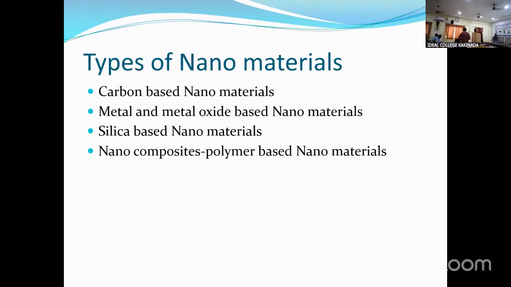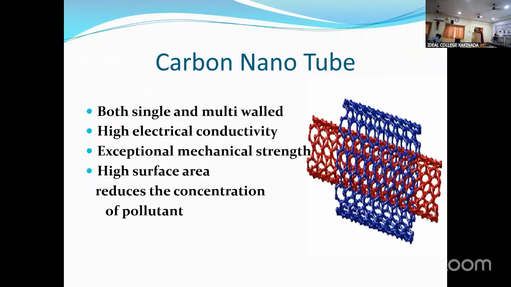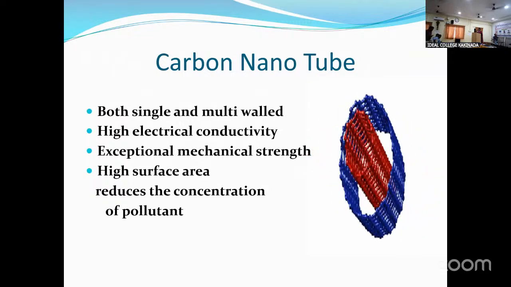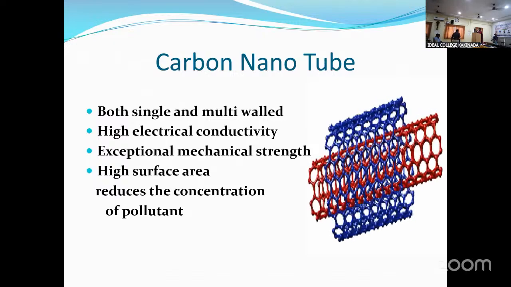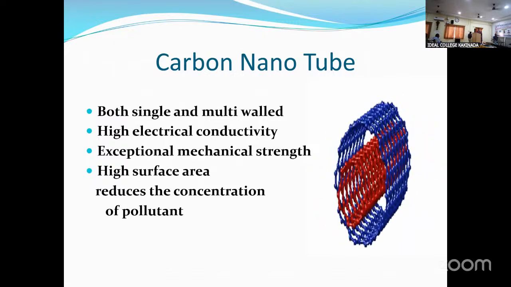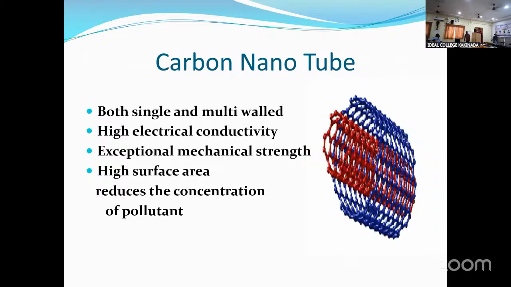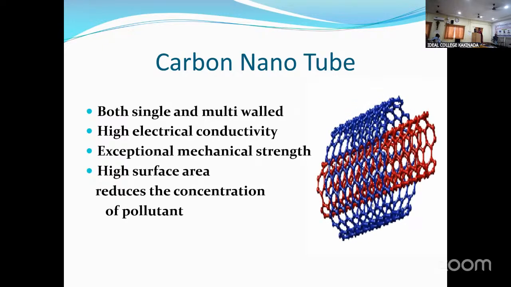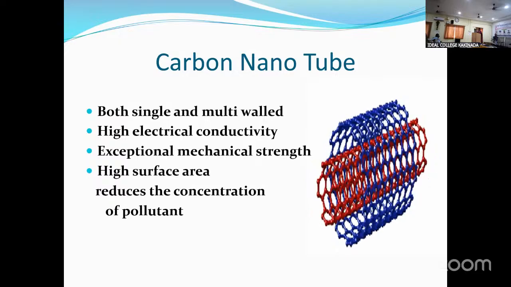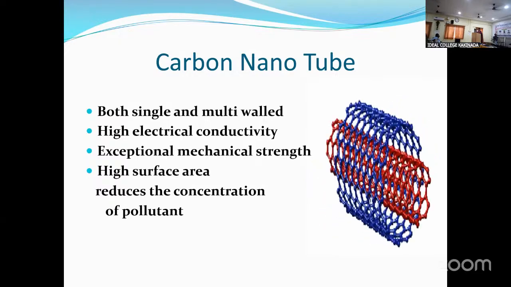Okay. Now the types of nanomaterials. We have 4 basic types of nanomaterials which we can use for reducing environmental pollution. Those are mainly carbon based, metal and metal oxide, silicon based, and polymer based. We have a particular nanomaterial called carbon nanotubes. As we have discussed in the properties earlier, they reduce the concentration of pollutants. Whatever the pollutant concentration, it can be reduced with the help of carbon nanotubes. Next one.